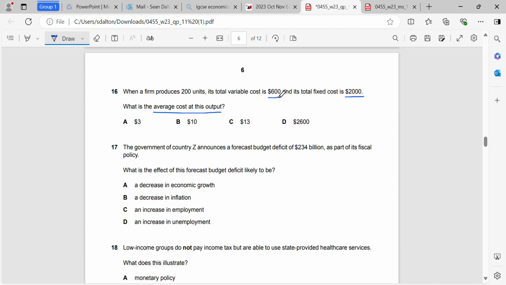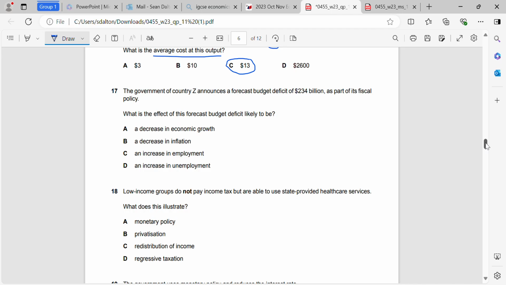So total cost will be 600 plus 2,000, which should give us 2,600. 2,600 divided by 200 should give us $13 as our average cost. Okay.